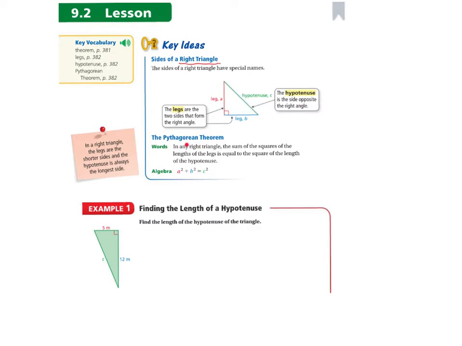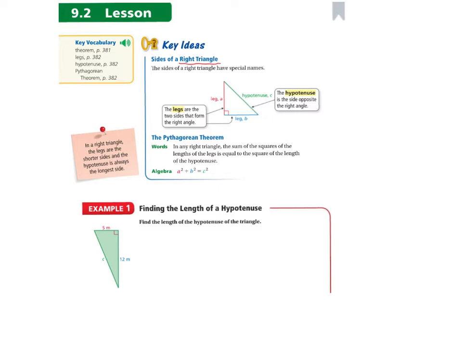So basically what the Pythagorean theorem came up with is that the square of both legs added together is equal to the square of this length. So it's kind of interesting. So let's just jump into it and see if we can figure these out.